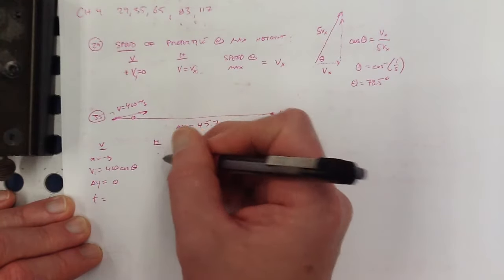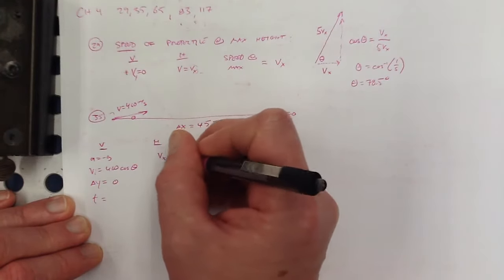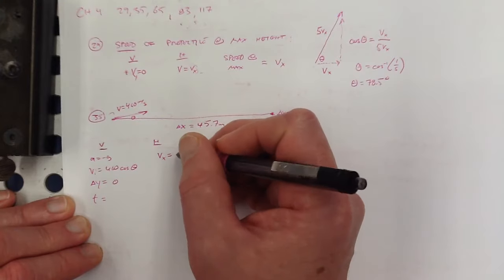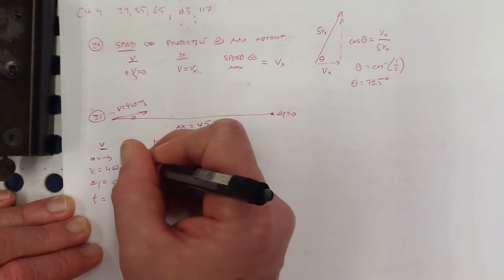So here I know that the constant horizontal velocity is, oops, put the wrong thing there.